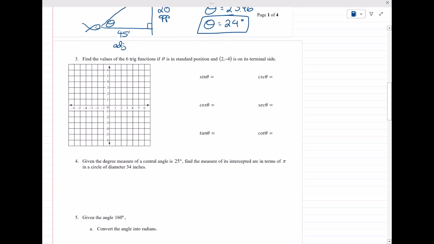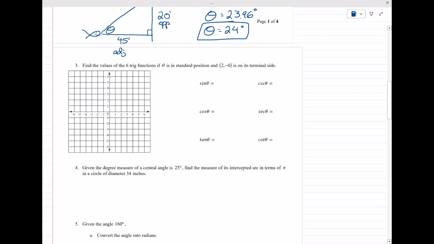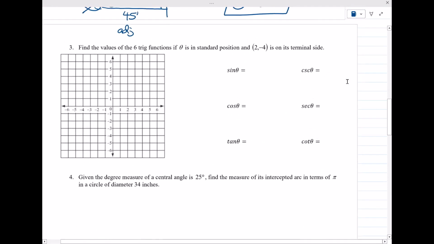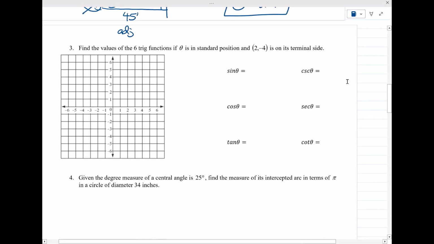Okay. Problem number 3. Find the values of the 6 trig functions of (2, -4). So what this means is we're going to go to (2, -4), which is over here, and draw a triangle. We talked about drawing these kind of triangles that come out of the origin and then connect to the x-axis. So this would be 2, and this would be -4. The only thing we're missing is the hypotenuse in order to answer these.